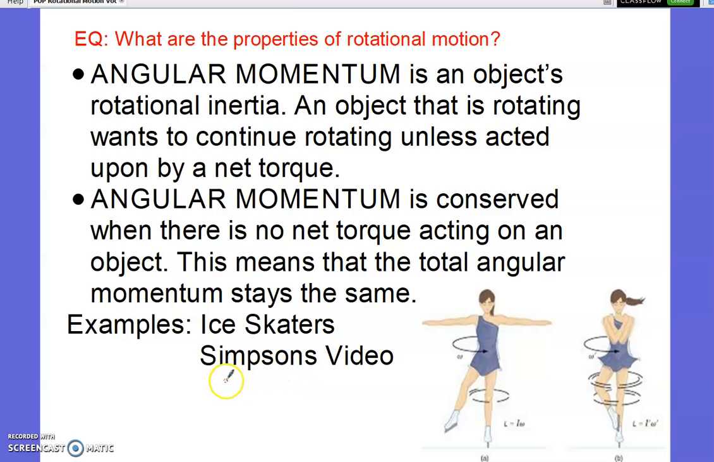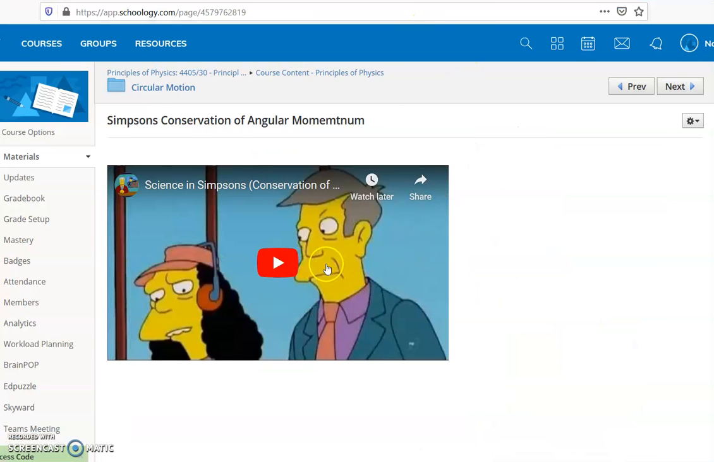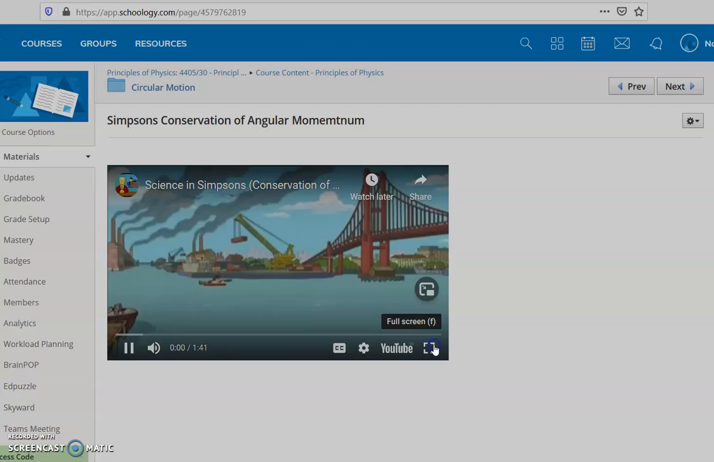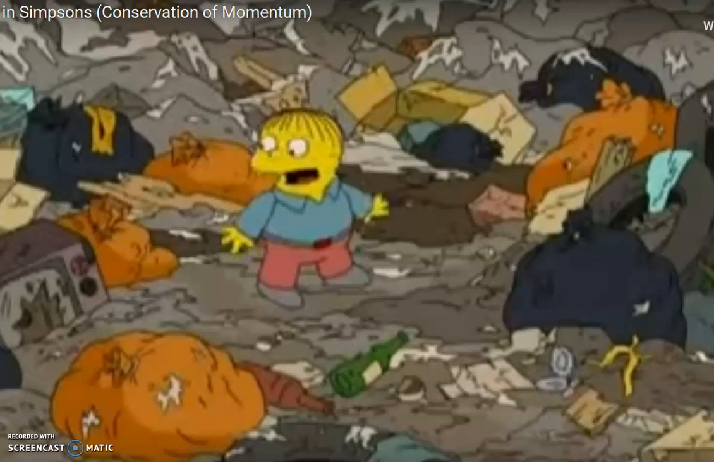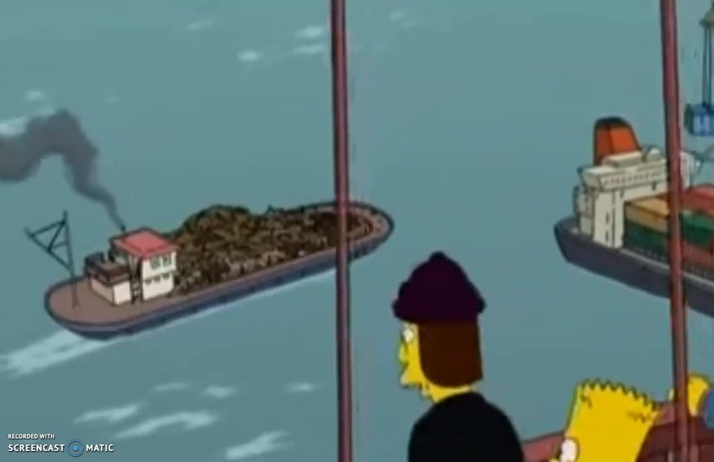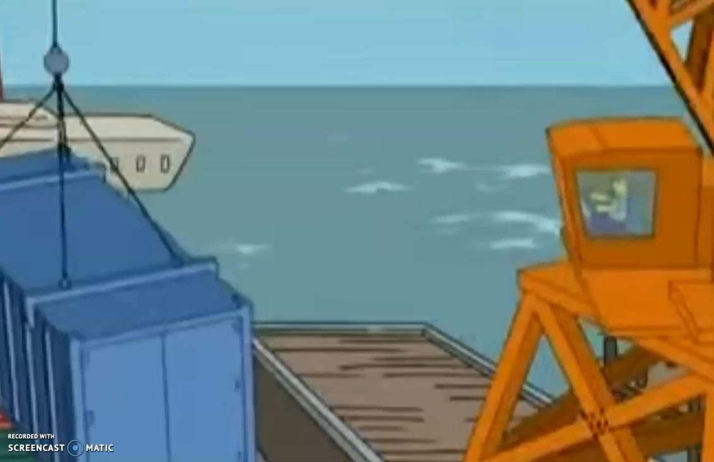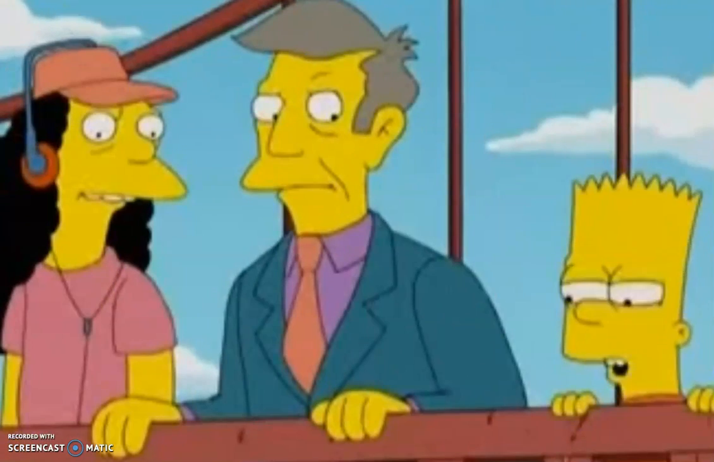Now, another example here of angular momentum being conserved, I have a video from The Simpsons that I'd like to show you. In this case, Ralph is stuck on this garbage scow, and he needs to be rescued by the principal.